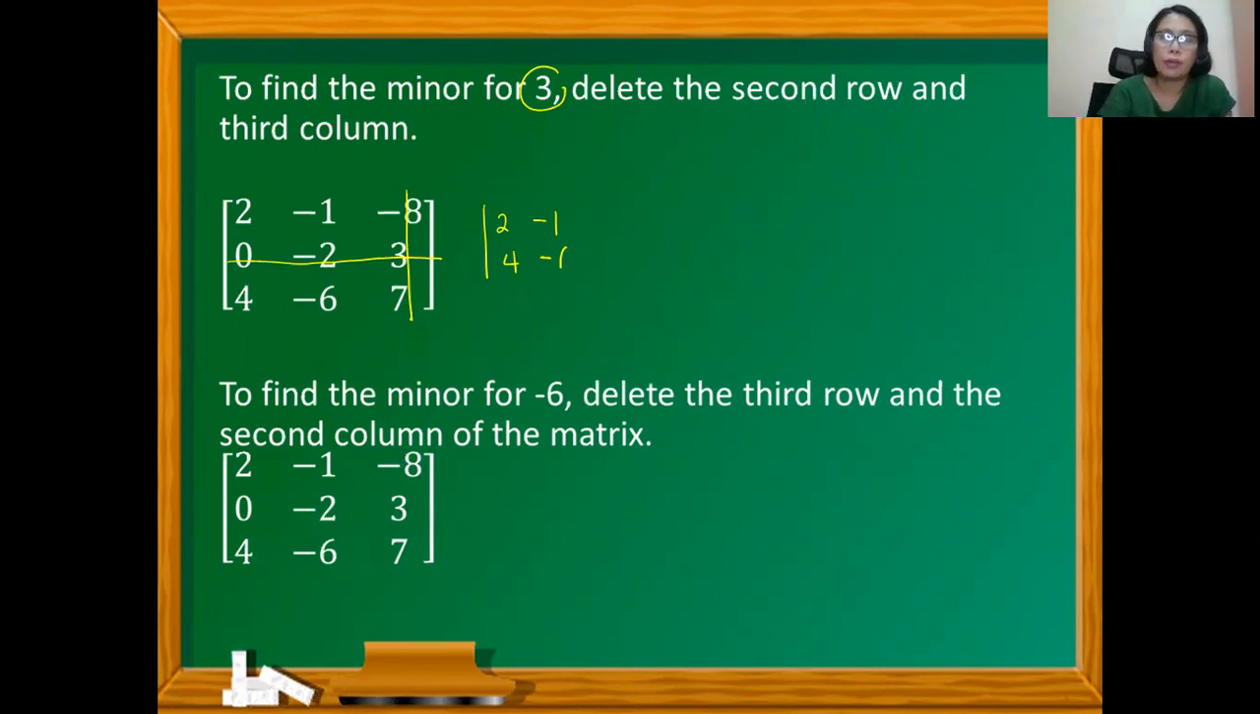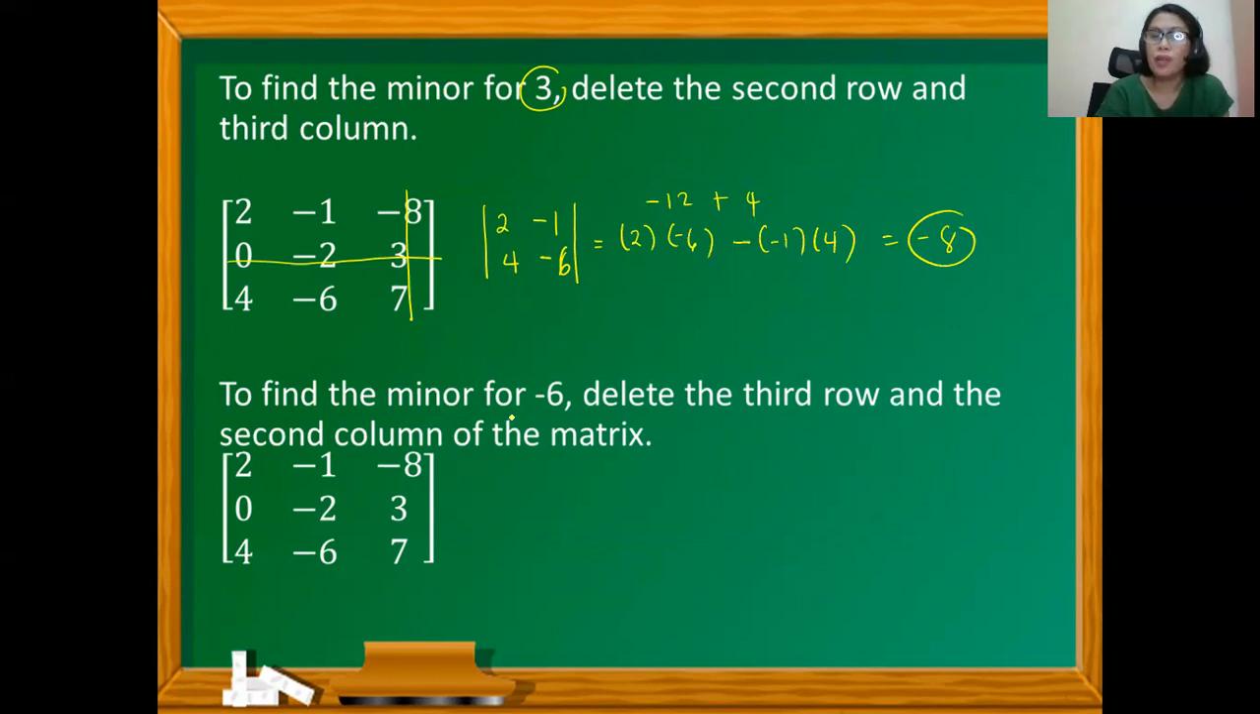So we have the product of 2 and negative 6 minus the product of negative 1 and 4. So this is negative 12 plus 4. So this is equal to negative 8. So the minor for the element 3 is negative 8.